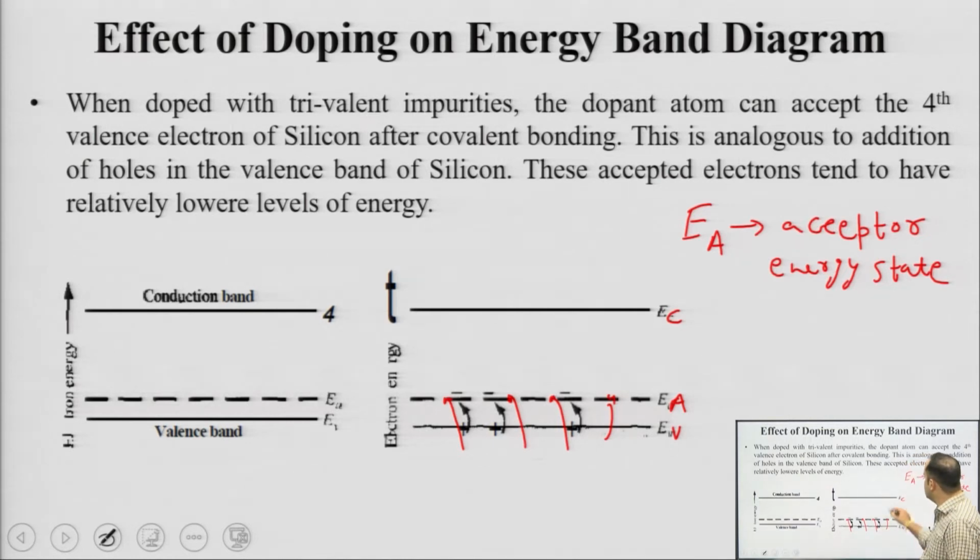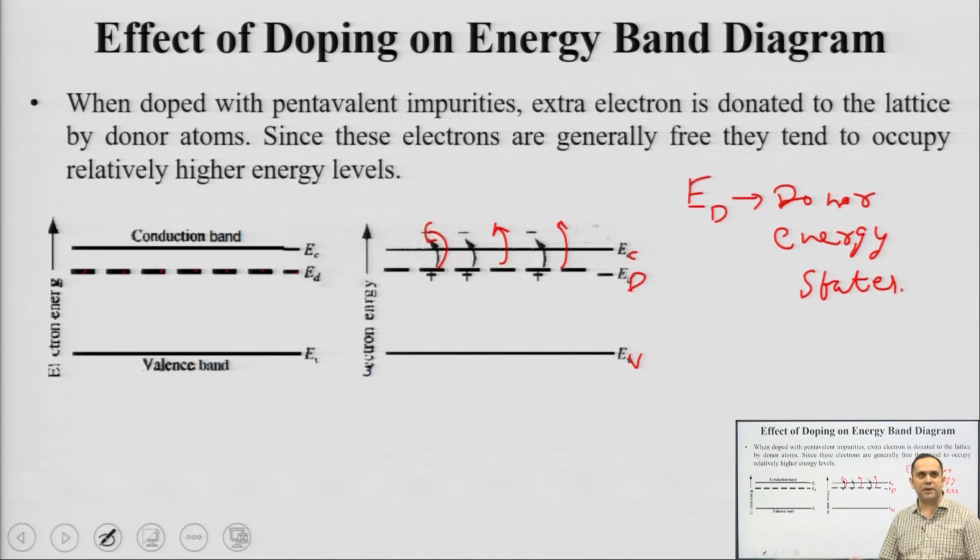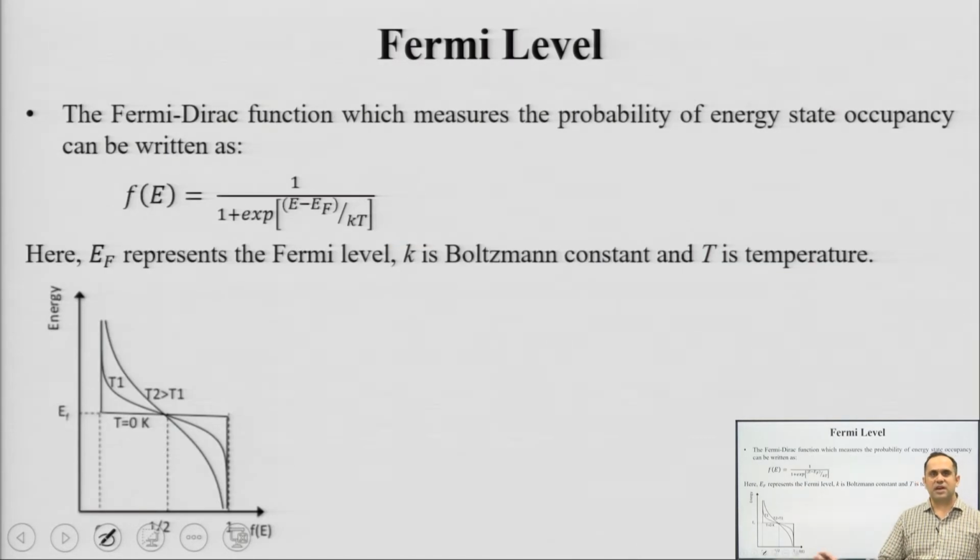So, here you see you did not touch the electron concentration, but you have altered the hole concentration. So, in this case p is greater than n. In the previous case, when you added pentavalent impurities, you increased the electron concentration, but did not touch the hole concentration. So, here n is greater than p. Okay. So, that is why I said after doping an imbalance or non-equilibrium in carrier concentration is generated. Okay. So, this was the effect of doping on the energy band diagram.